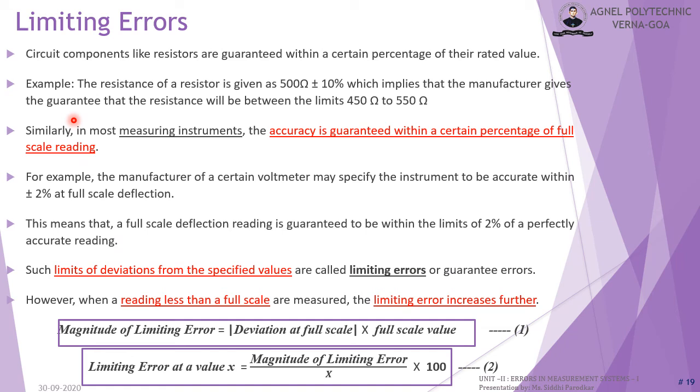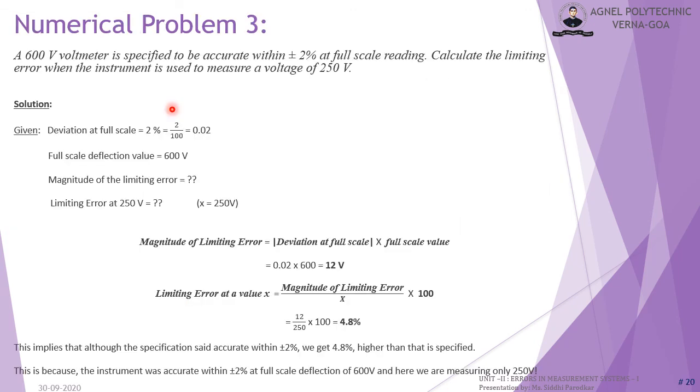Magnitude of the limiting error is given by the equation: magnitude of limiting error is equal to the absolute value of the deviation at the full scale reading into full scale reading. Absolute value means the positive value. Limiting error at a specific value of voltage or current can be found using the second equation. Now let us try to solve a numerical problem based on the limiting errors.